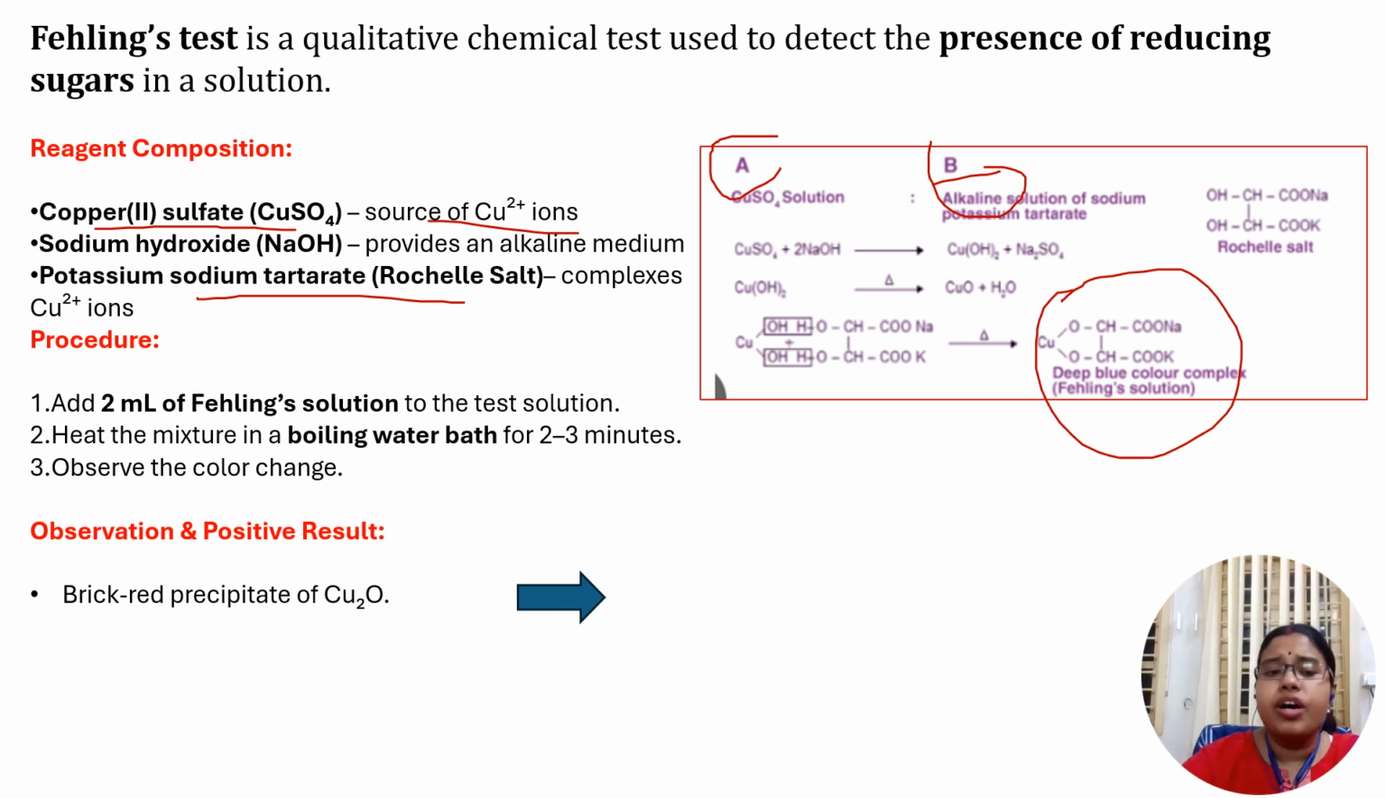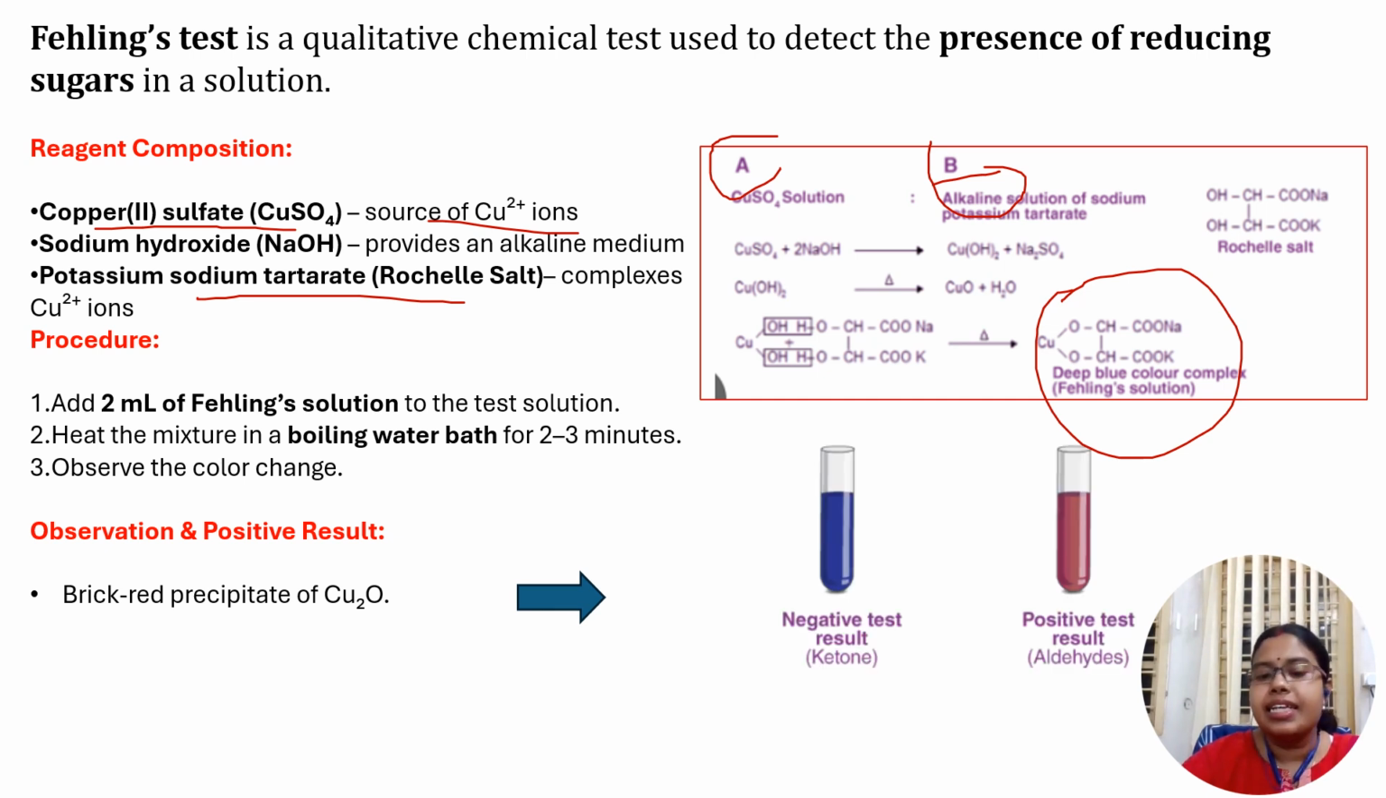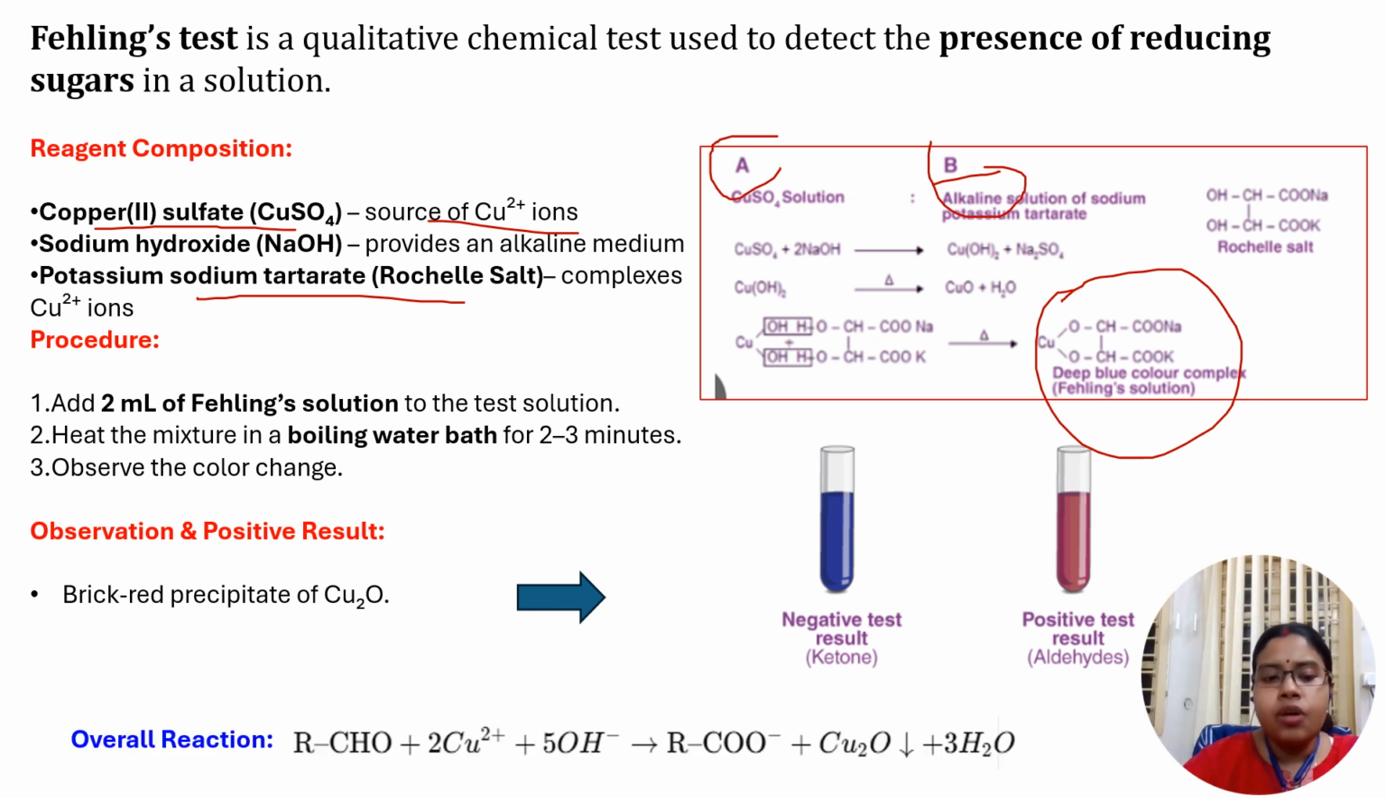Heat the mixture in boiling water bath for 2 to 3 minutes. Observe the color change. Again, the red color precipitate will come, brick red precipitate of the copper oxide. Overall reaction is same as the Benedict test: the aldehyde group from the aldose will convert to the carboxylate group and it will remove 2 electrons. So it is the oxidation reaction.